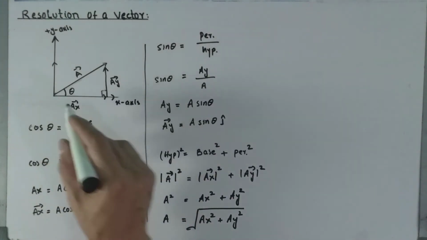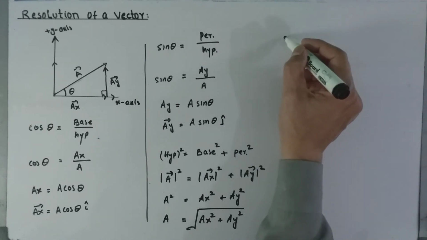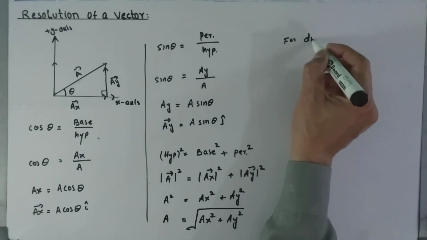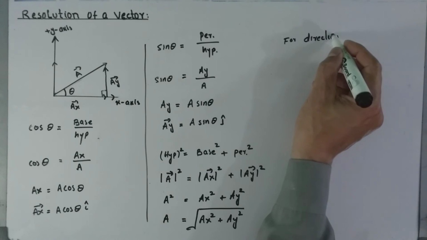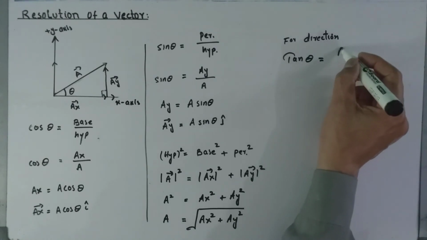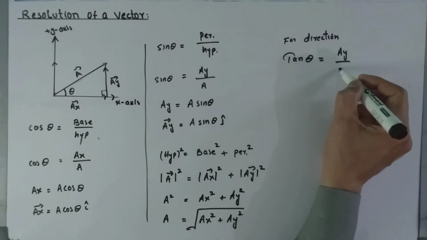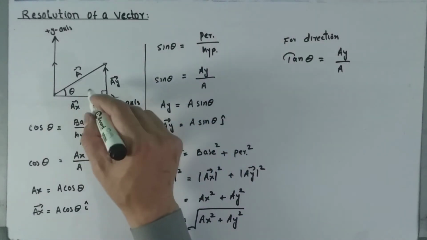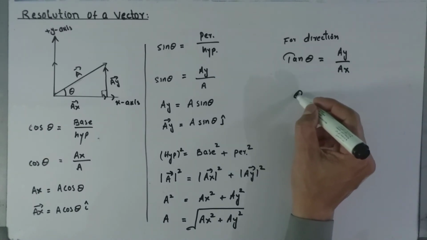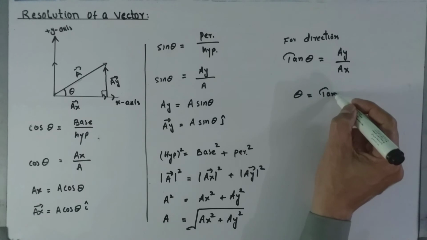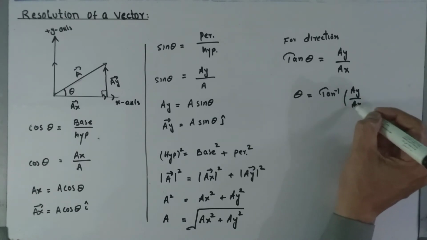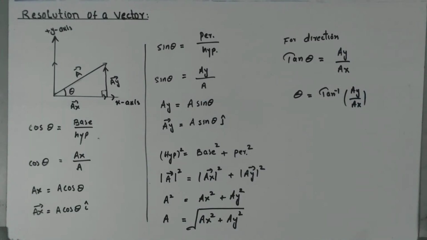And for the direction, for this theta, we can find out by using tangent theta. For direction, or for theta, tangent theta is equal to Ay upon Ax, means perpendicular upon base. This is the formula for tangent theta. So theta is equal to tan inverse of Ay upon Ax. This is the value for the direction, for theta.